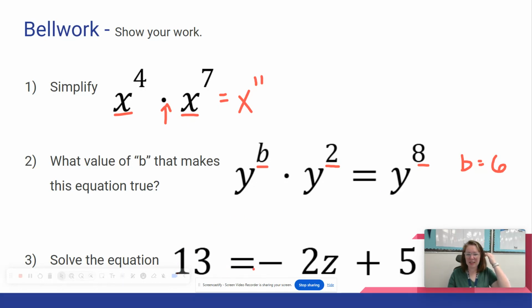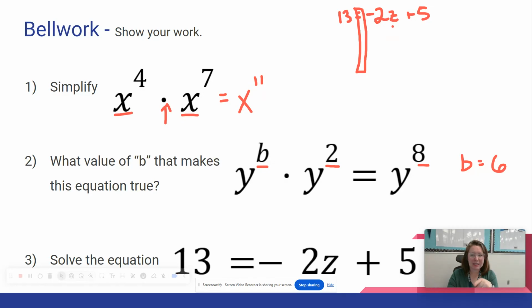13 equals negative 2z plus 5. I'm going to do this up here just because I don't have a lot of space down there. This is a two-step equation. I like to draw a wall first. That wall just reminds me that whatever I do on one side, I need to do on the other. The goal is to get z by itself.